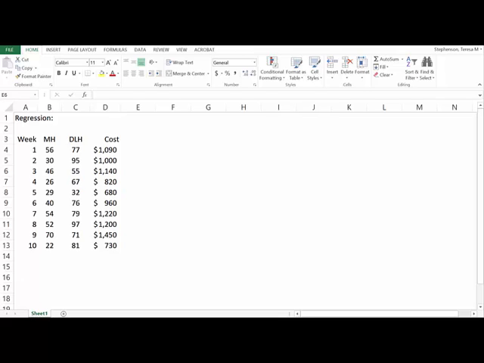Week 1 through 10 is the same as we used in the high-low example, and the costs are the same as we used in the high-low example. I took the cost driver and I have called that machine hours. It's in column B, and one manager thinks that machine hours are driving the costs, and another manager said, no, I think it's direct labor hours.